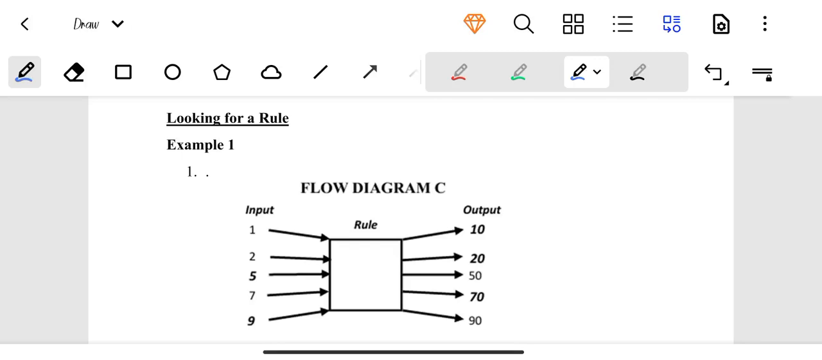In today's lesson, I want us to carry on and look at how you find the rule. In this example, flow diagram C, they gave us the input and the output. Now you're supposed to determine the unknown, which is going to be the rule. So how do you determine the rule? How can you simply find the rule? This is what you can do.